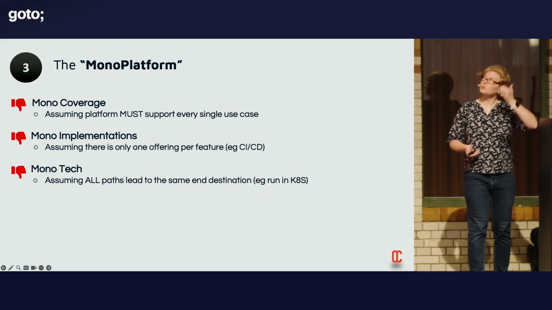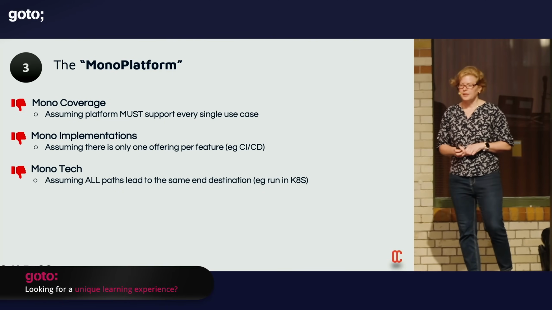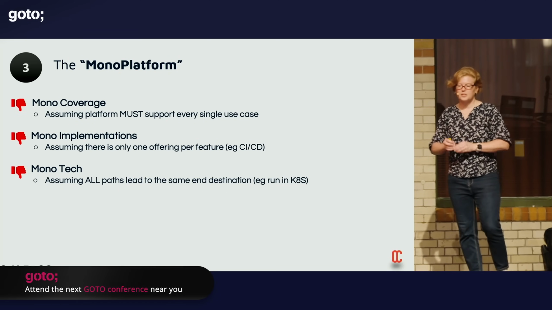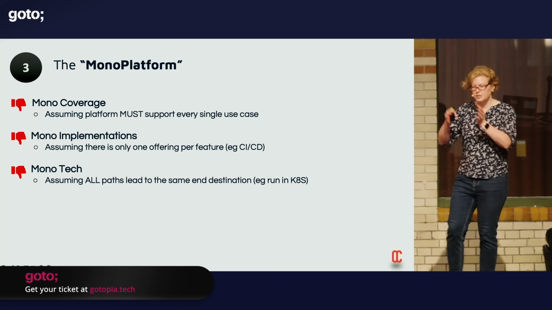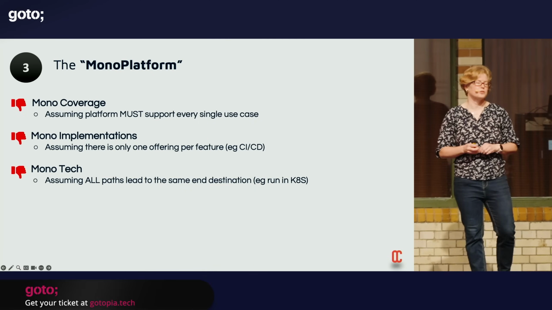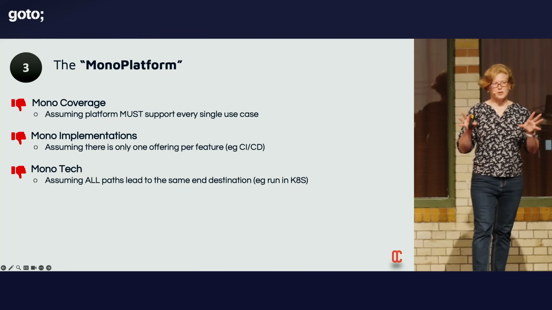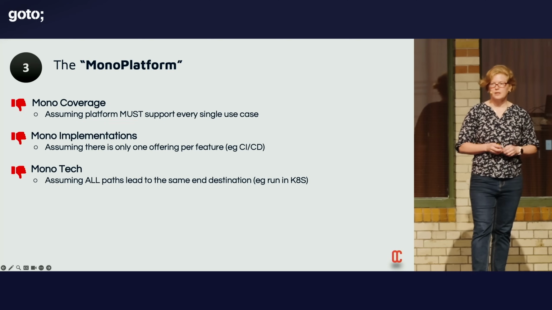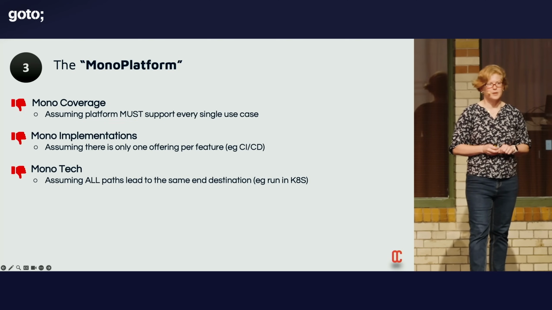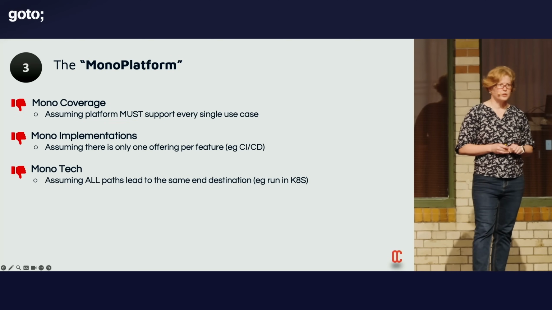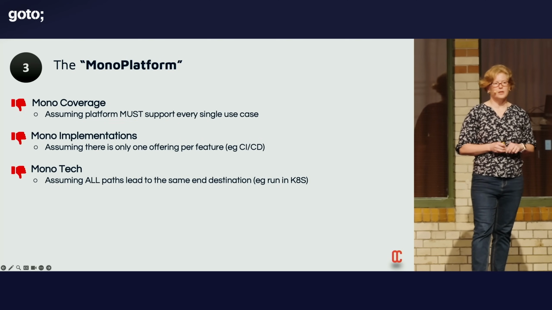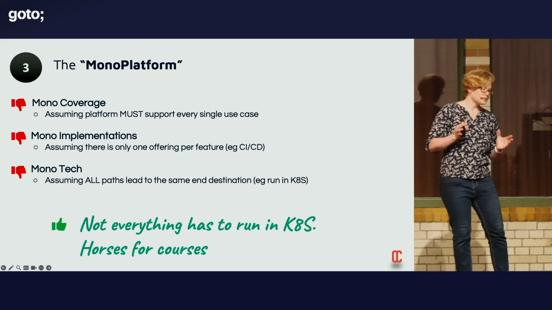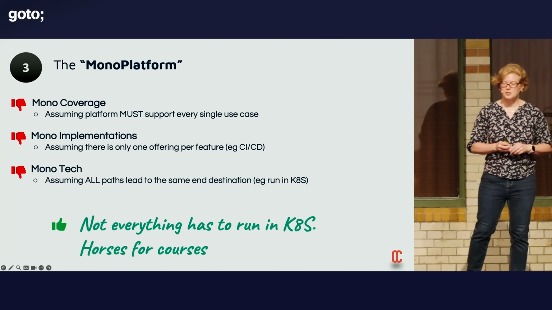And the final one in this section is what I call monotech, and that is really the assumption that all paths land up on the same, or all workloads need to land up on the same technological sort of destination. And this is where I'm looking at Kubernetes. So there are a lot of companies out there that have standardized on Kubernetes as their platform. Does this mean that every single workload has to land in Kubernetes? No, it doesn't. So I just make this statement because a lot of people think that this is the case.